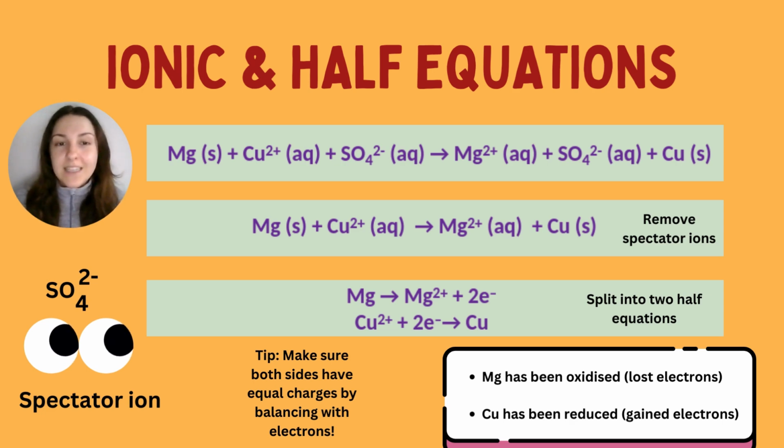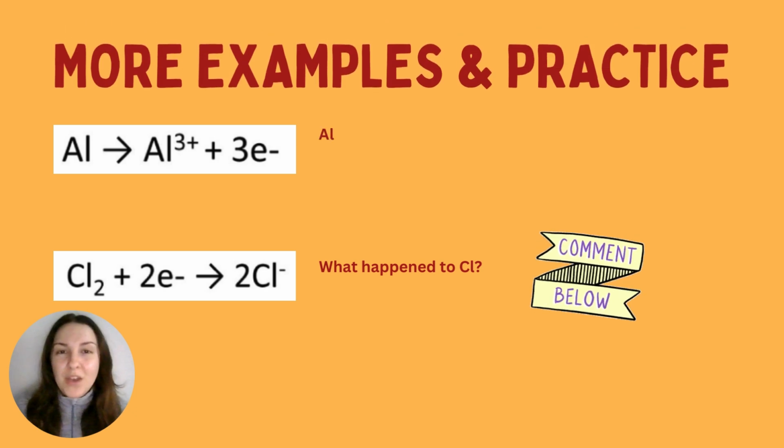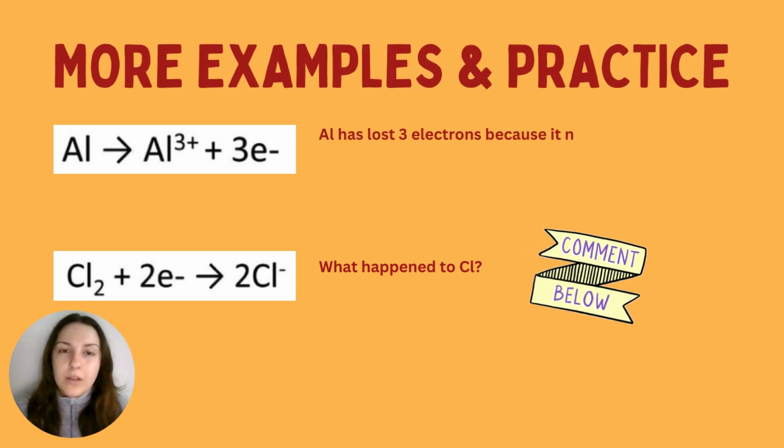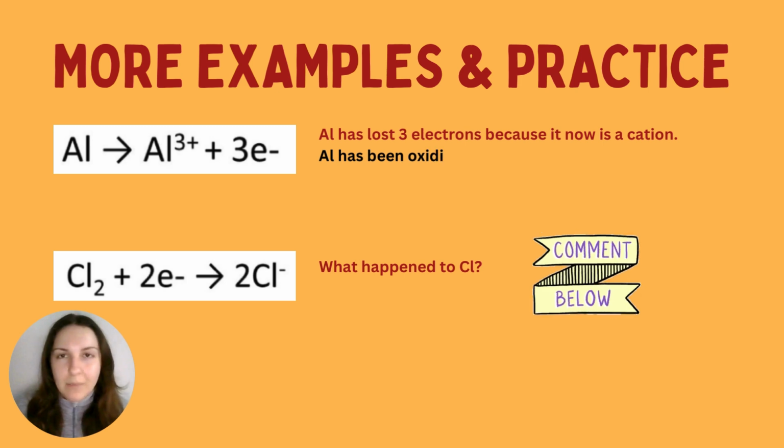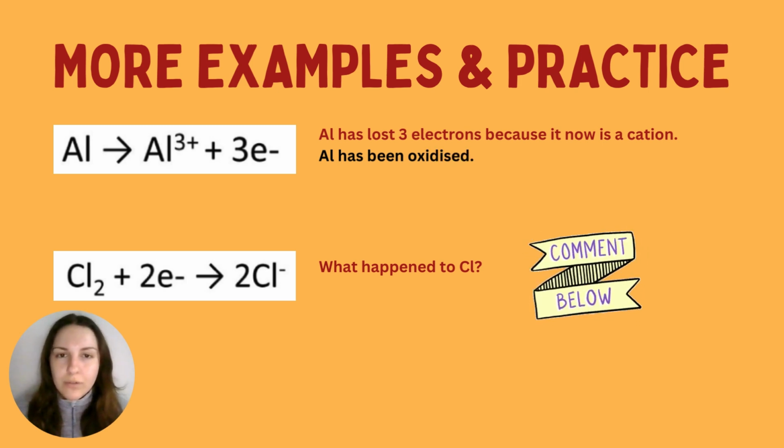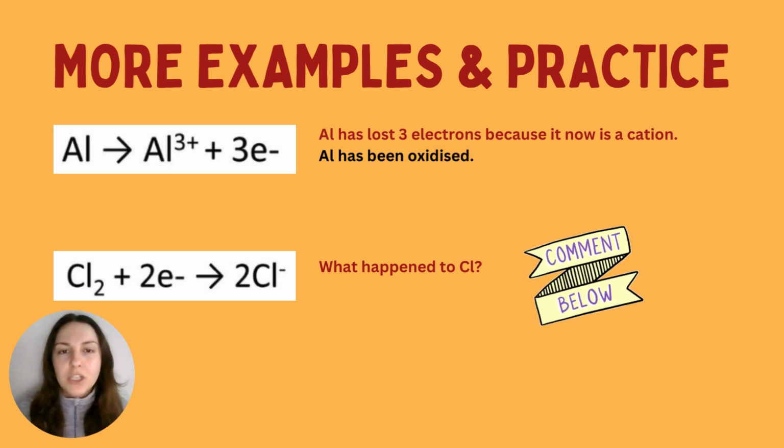Let's have a bit of a practice at some more questions. So we have aluminium and it forms aluminium 3+ plus 3e-. Now this is just an example of a half equation. I want to talk you through it. So let's say in the exam you get this half equation and it's asking you what's happened here. You know, what's happened to the aluminium?